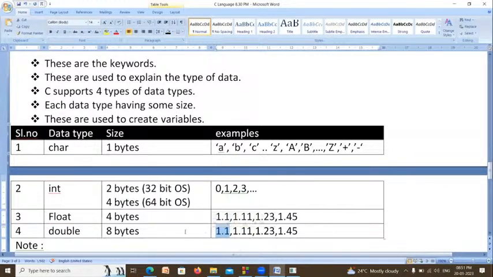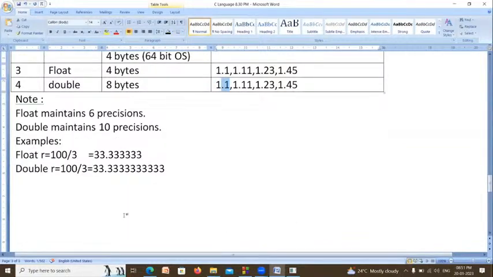Now you can get a doubt when we have to call it as float and when as double. The difference between float and double is that when you mention float, it maintains only 6 precisions. The digits after the dot operator are called precisions. So float maintains 6 precisions, whereas double maintains 10 precisions. If you want an accurate result, then you go to double. If you do not need an accurate result, then you go to float.